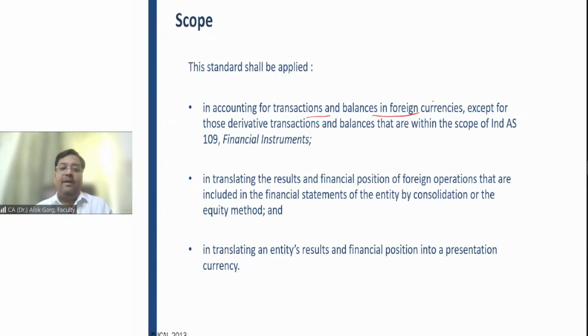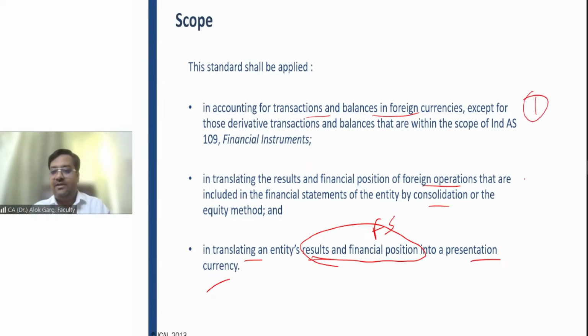This standard is also applicable in translating the financial statements of foreign operations while doing the consolidation. This standard is also applicable in translating an entity's results and financial position. Results and financial position means financial statements into a presentation currency. So this is foreign currency transactions, this is foreign operations, this is entity's financial statements into a presentation currency. These 3 items I have already spoken about in detail.